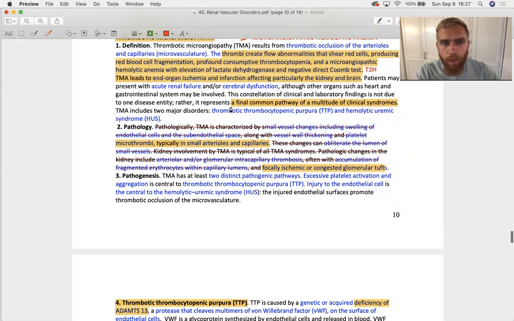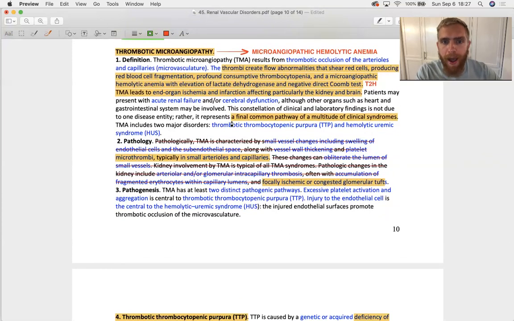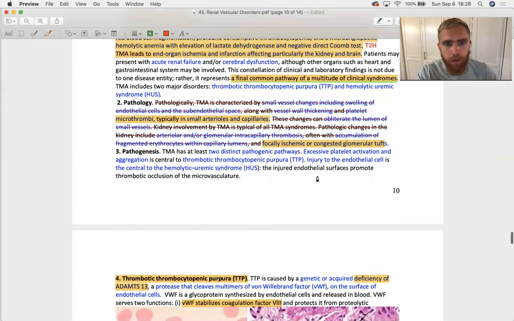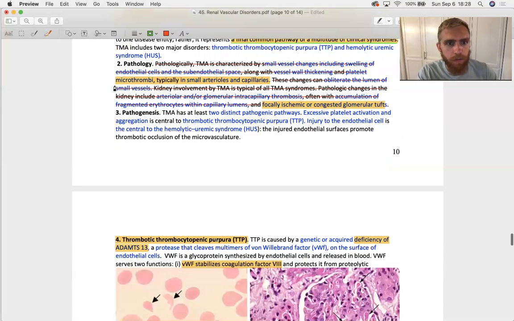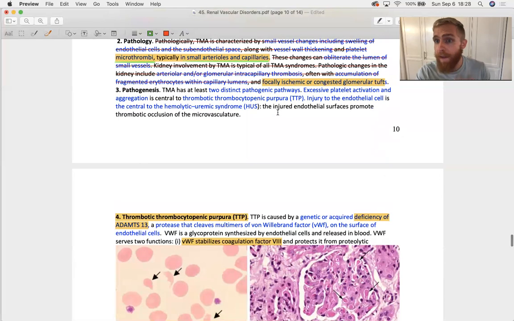So the microangiopathy leading into the anemia is a final common pathway of many different clinical syndromes. We say final because you either control this or the patient's not got a lot of time left. So what's the characterization? Microthrombi, typically in small arteries and capillaries. Where do you have a lot of small arteries and capillaries? The kidneys and the brain. So that's where these diseases affect first because of the multitude of capillary beds, kidneys and brain.